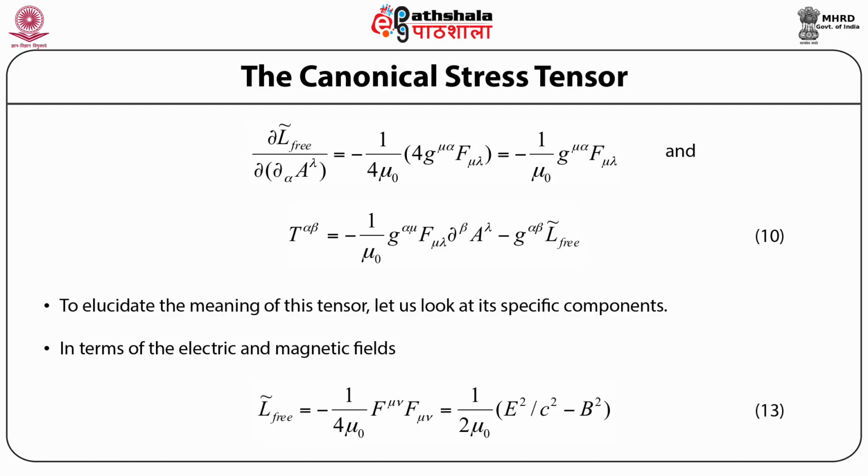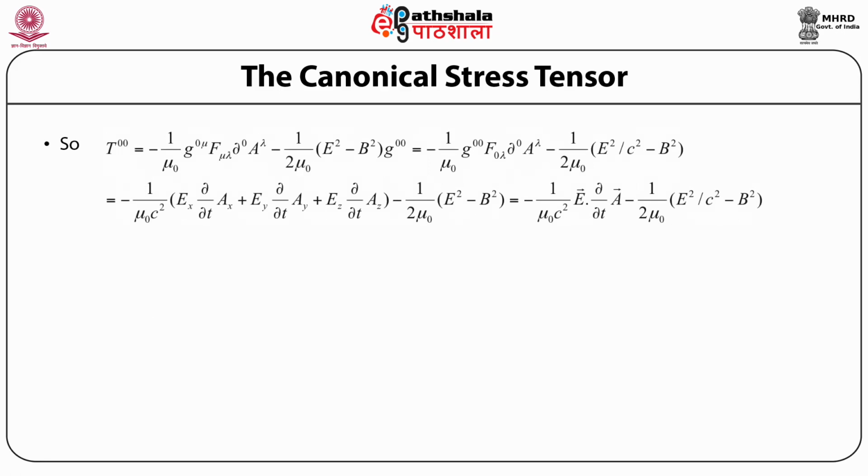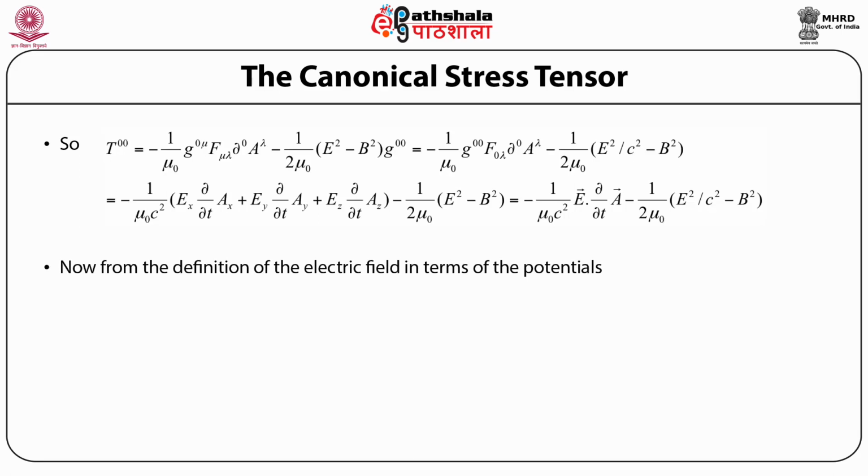In terms of electric and magnetic field, L_free equals −1/(4μ₀) F_μν F^μν, equals 1/(2μ₀) (E²/c² − B²). So T^00 equals −(1/μ₀) g^0μ F_μλ ∂^0 A^α − 1/(2μ₀) (E² − B²) g^00, equals −(1/μ₀c²) E · ∂A/∂t − 1/(2μ₀) (E²/c² − B²). Now from the definition of electric field in terms of potential, −∂A/∂t equals E plus ∇φ.